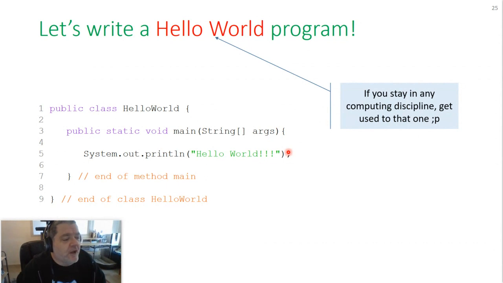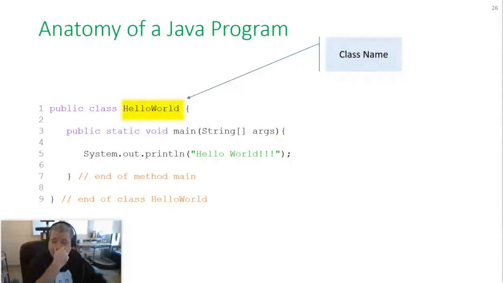But the benefit to that is that the Java compiler will gain probably a better understanding of what you're trying to do and will be able to catch more errors during what we call compilation time. Okay, so let's look at those 5 lines. What do we have here? Well, the first thing that we have is the class name.